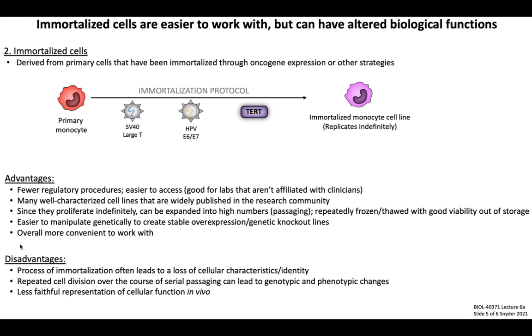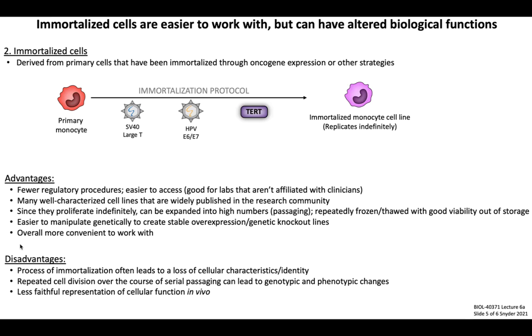However, these advantages usually come at the price of being a potentially less physiologically relevant in vitro model. And this is because the process of immortalization essentially generates a cancerous version of the initial primary cell. And although this allows for unlimited replication, it can still obviously influence other cellular properties. So, immortalized cells often exhibit a loss of some cellular characteristics, including those that are associated with cell identity.